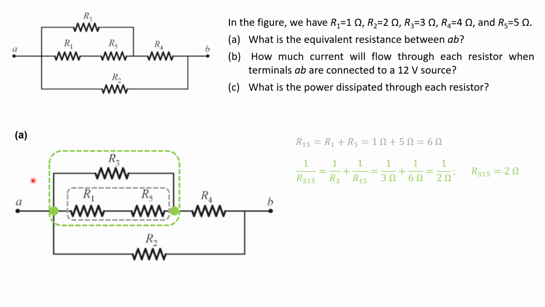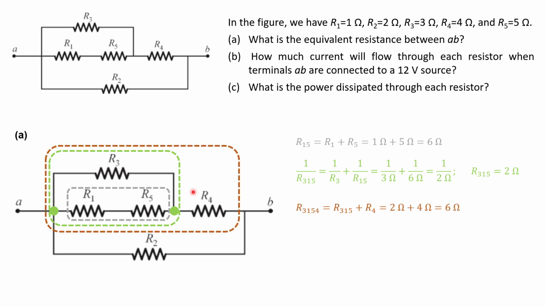Now, this green network is in series with R4, right? So how do you find the resistance of this part of the network? Well, again, we're going to use the formula for resistors connected in series. So R sub 3154 has to be equal to R sub 315, which is this green network, plus R sub 4. So it is equal to 2 ohms, which we found here, plus 4 ohms for R sub 4, which is given here. And this orange network has to be equal to 6 ohms.